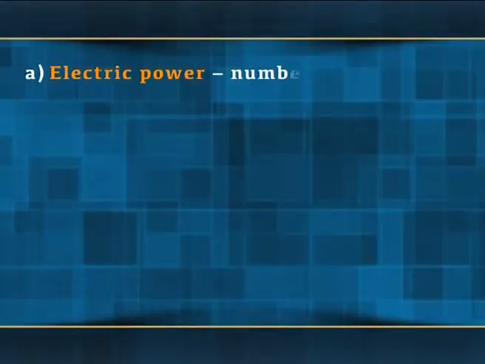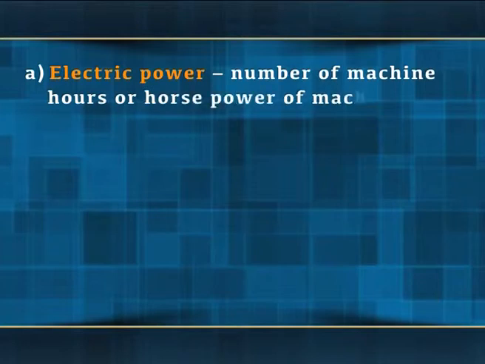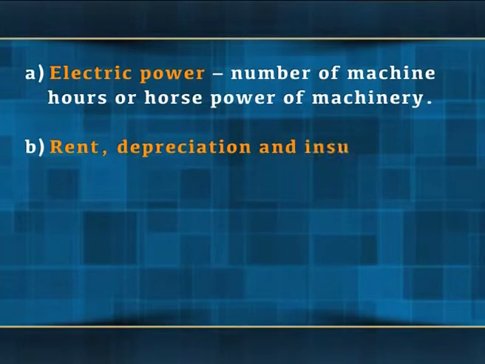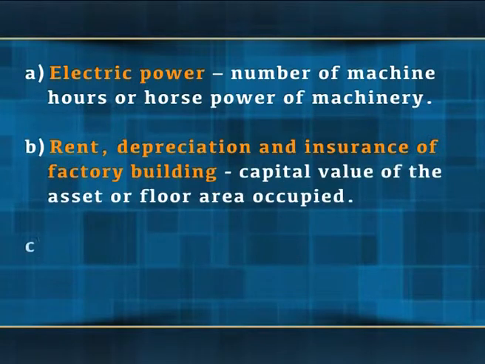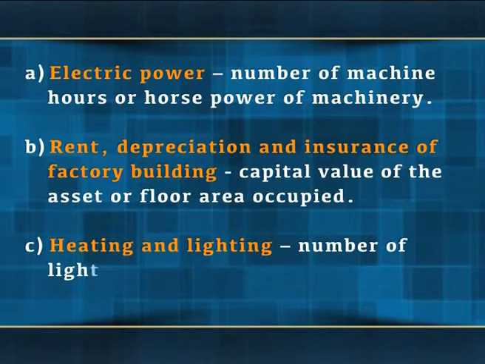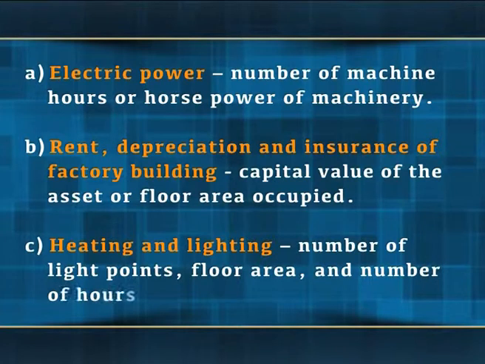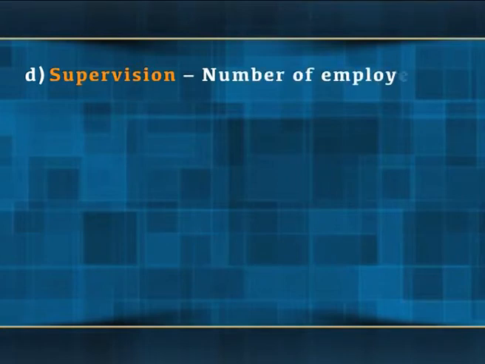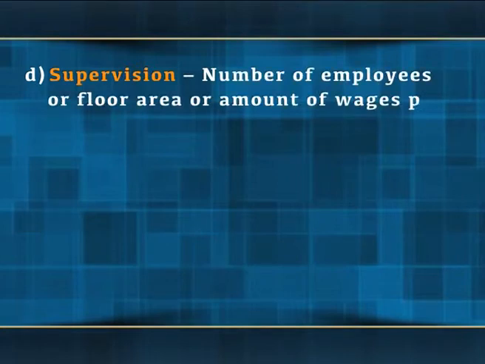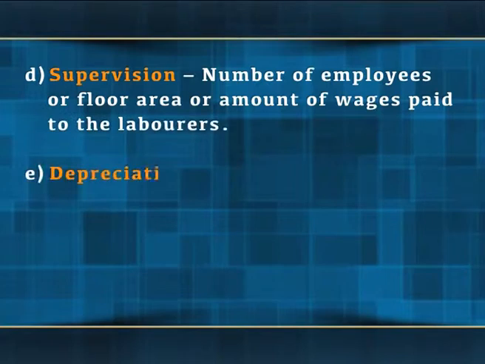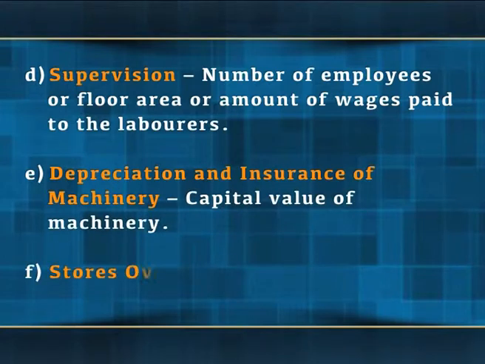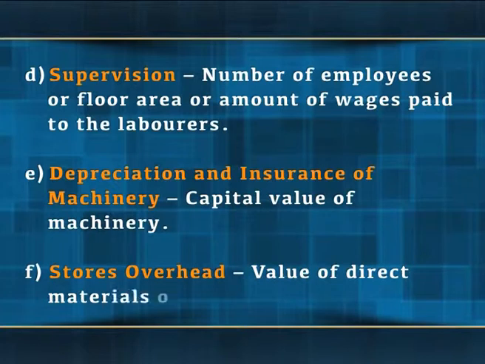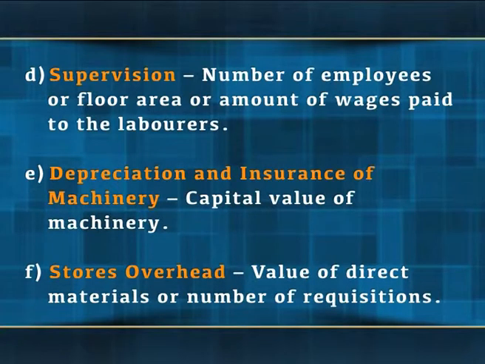A. Electric power, number of machine hours or horsepower of the machinery. B. Rent, depreciation and insurance of factory building, capital value of the asset or floor area occupied. C. Heating and lighting, number of light points, floor area and number of hours. D. Supervision, number of employees or floor area or amount of wages paid to the laborers. E. Depreciation and insurance of machinery, capital value of machinery. F. Stores overhead, value of direct materials or number of requisitions.